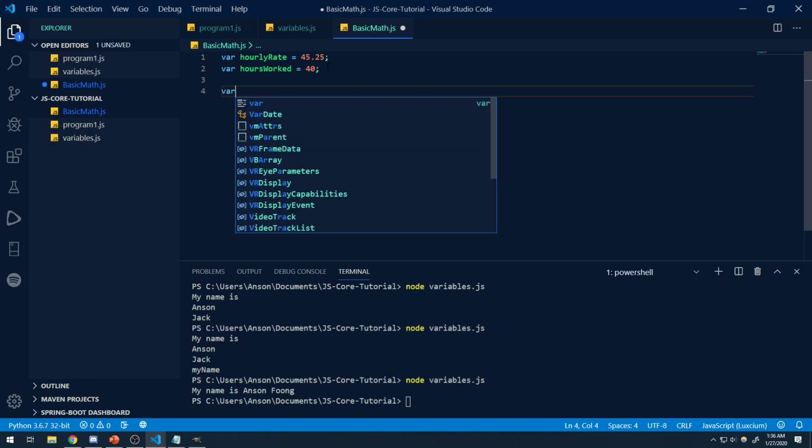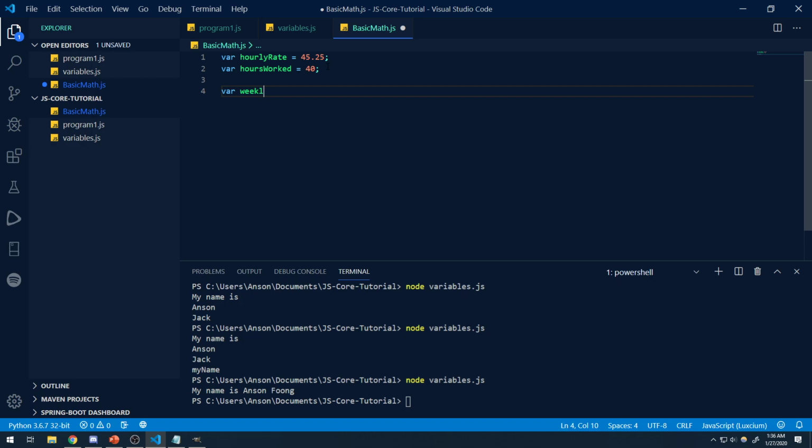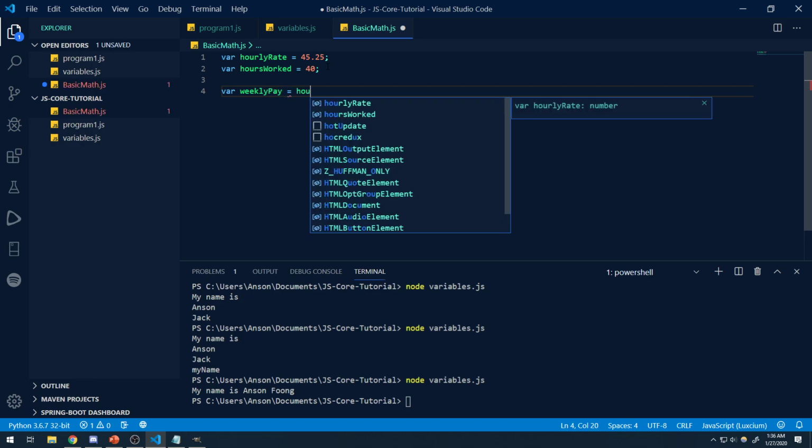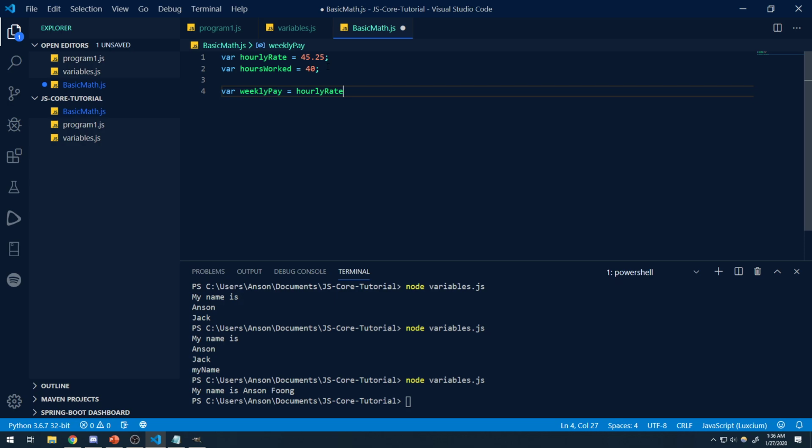So we're going to say var weekly pay is going to be hourly rate. So we're referencing the variable value. The value of hourly rate is 45.25, and we're going to multiply this value by the value of hours worked. You can probably imagine, to multiply, you use the asterisk. Now, this is actually called an operator. Don't call it a symbol. It's called an operator. This is the multiplication operator. So we're basically taking hourly rate and multiplying it by hours worked. The asterisk conveniently is the multiplication operator.